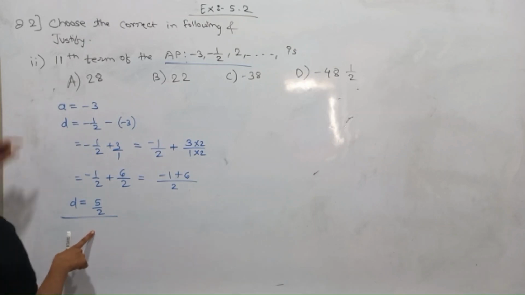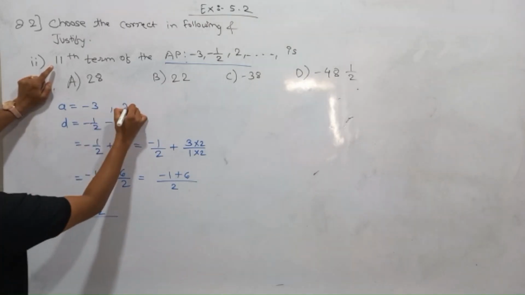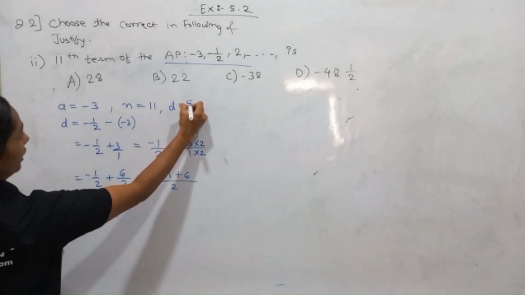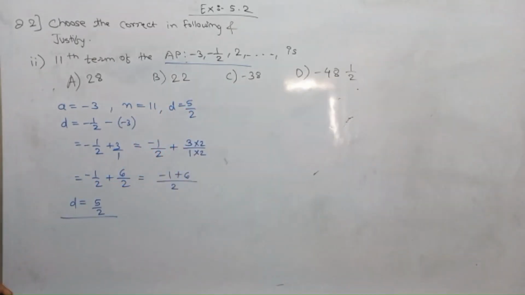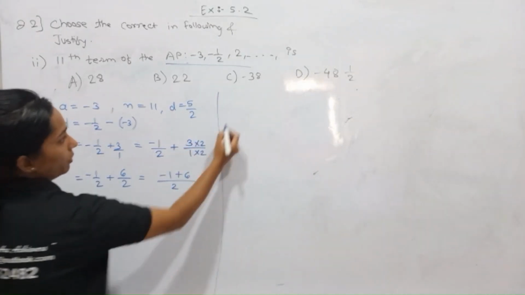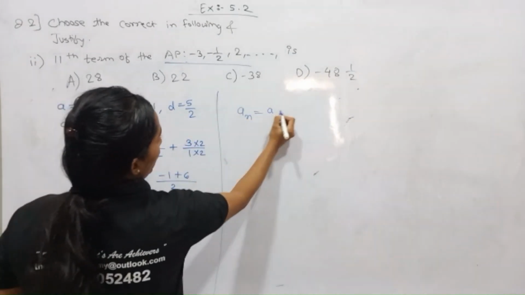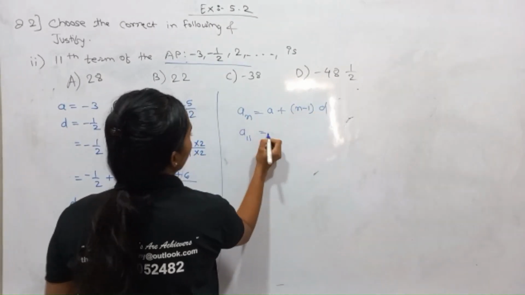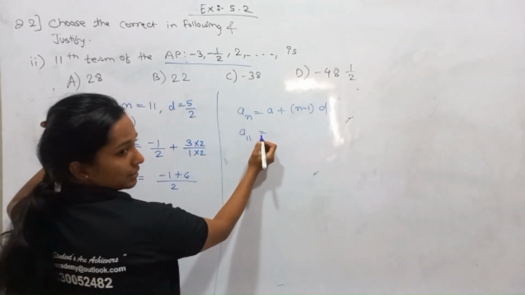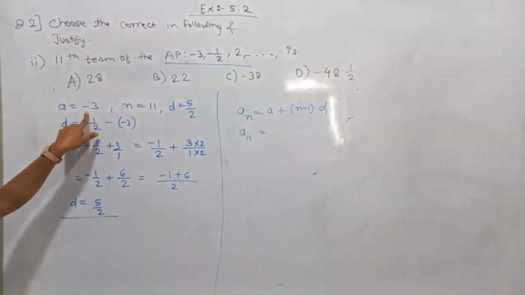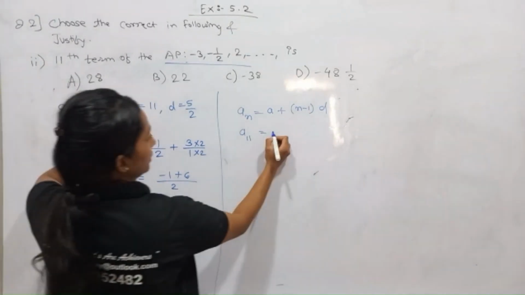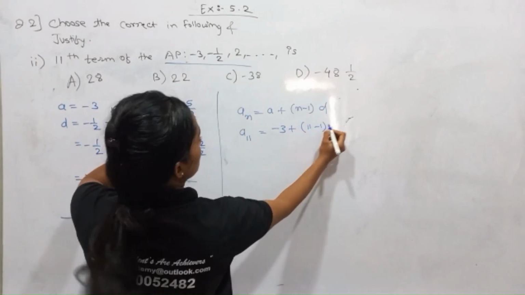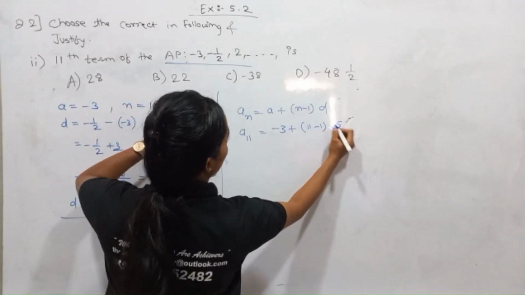Now 11th term, it means what? I have n is equal to 11, d I got 5 by 2. Okay, so now we'll solve the problem. a n is equal to a plus n minus 1 d. a 11th I have to find out. a is nothing but minus 3, n is 11. a is minus 3 plus n is 11 minus 1. The distance is nothing but 5 upon 2.